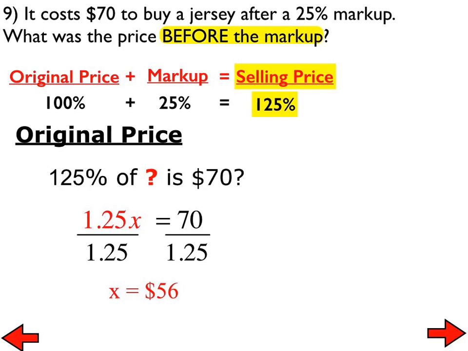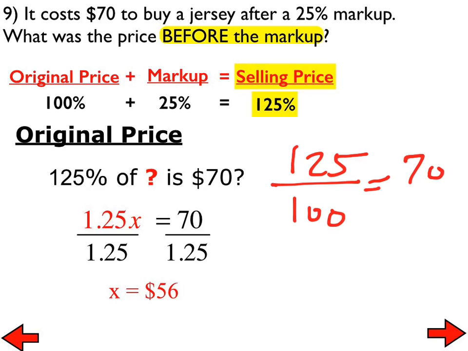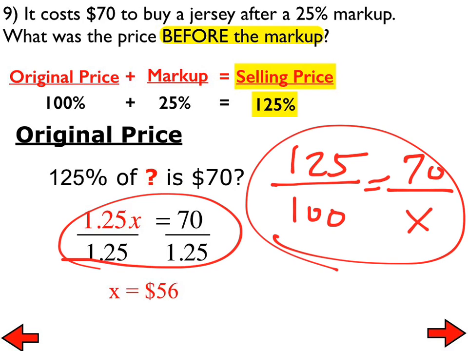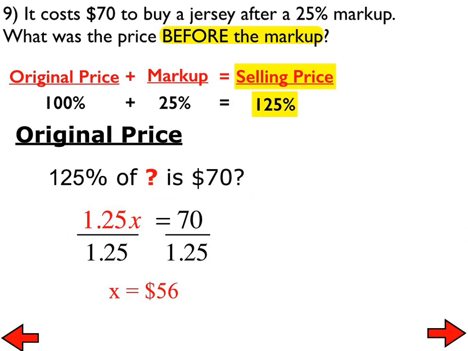If we used a proportion, it would be 125 over 100 equals, remember, this $70 is the price after the markup. We need to find before the markup. So either method would work fine, but it should be $56 before the markup. Number 10.